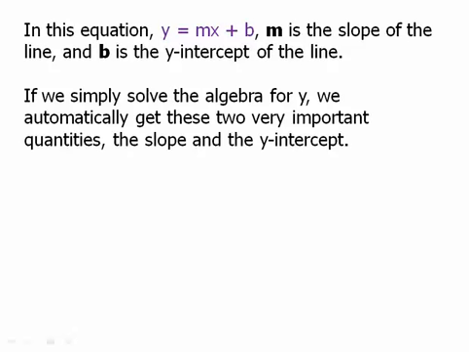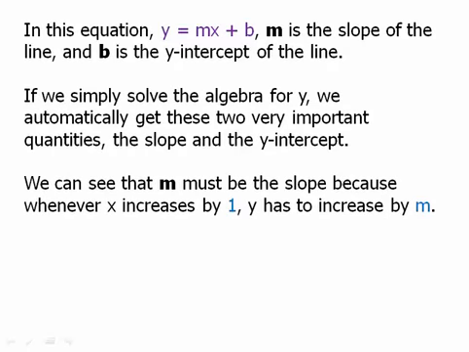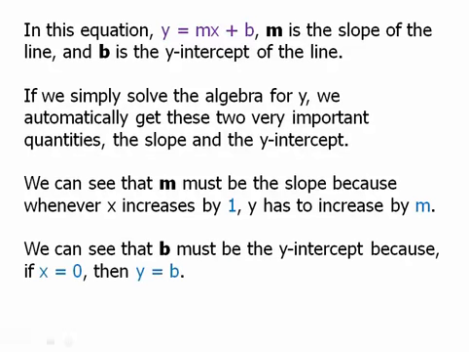If we simply solve the algebra for y, we automatically get these two very important quantities, the slope and the y-intercept. We can see that m must be the slope because whenever x increases by 1, y has to increase by m. We can see that b must be the y-intercept because if x equals 0, then y equals b.